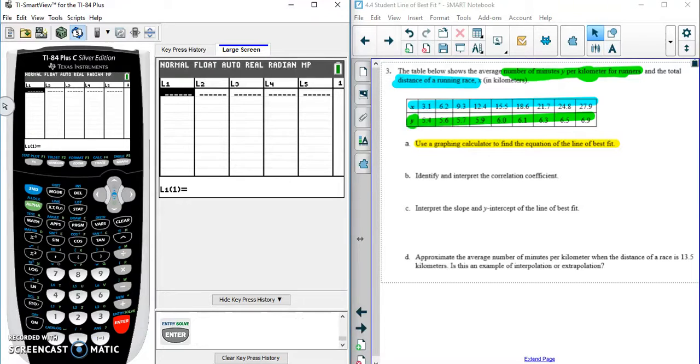As we said, we're going to enter our x's into L1, which I'm going to do. So 6.2, 9.3. I'm just entering the data from the table in the order it was given to me. I don't need to organize the data at all. I can just type it in. And then the y values are going to go into L2.